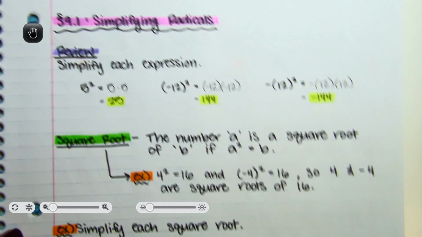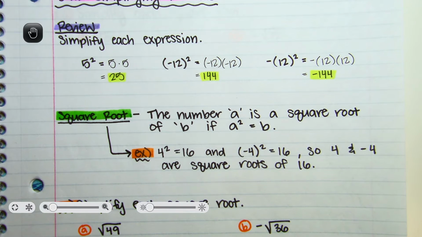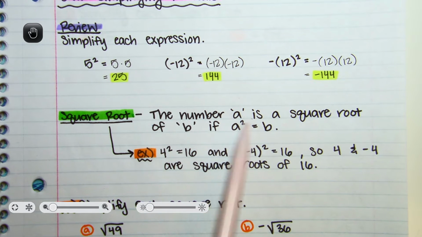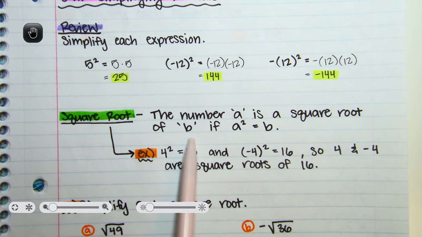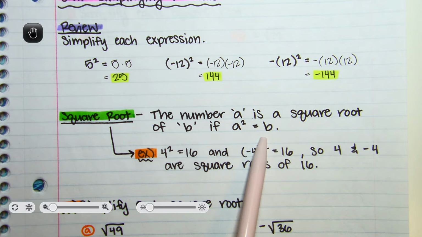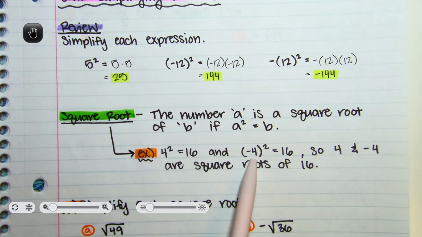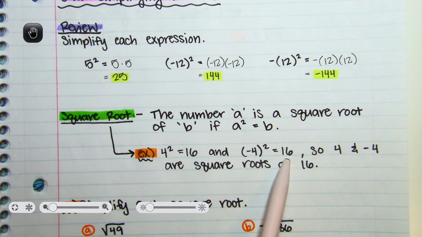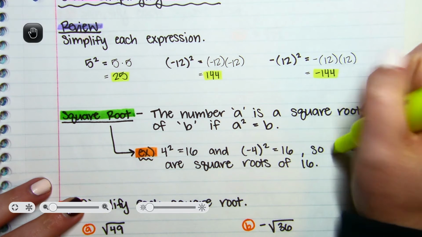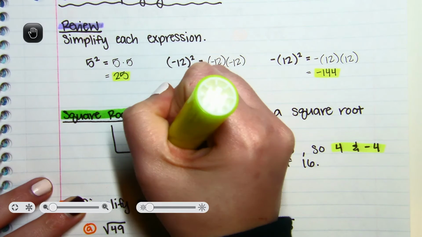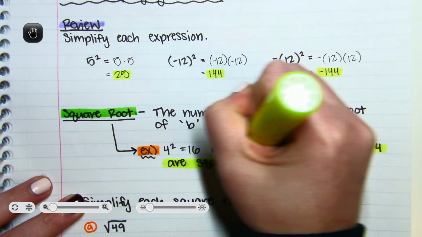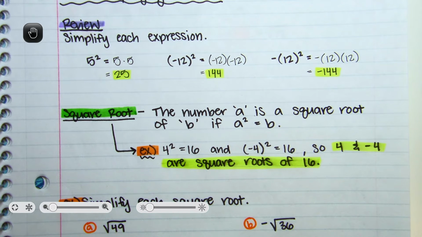All right, now go ahead and write down your definition of the square root. So square root is when we say the number a is a square root of b if a squared is equal to b. So for example, 4 squared is equal to 16, and negative 4 quantity squared is also equal to 16. So what this means is that 4 and negative 4 are square roots of 16, because we can square both numbers and it gives us positive 16.